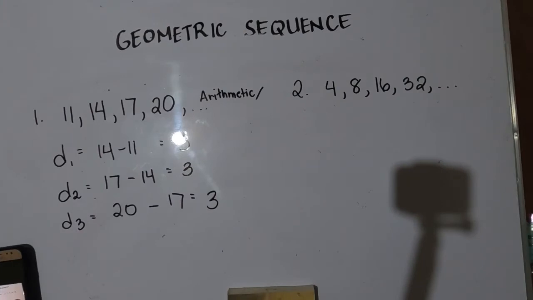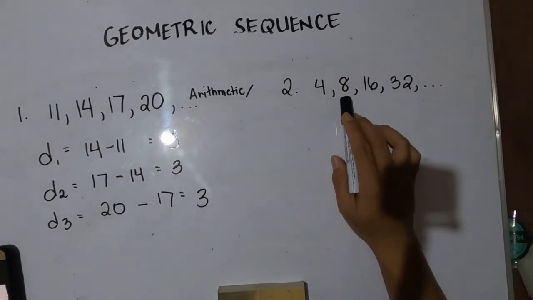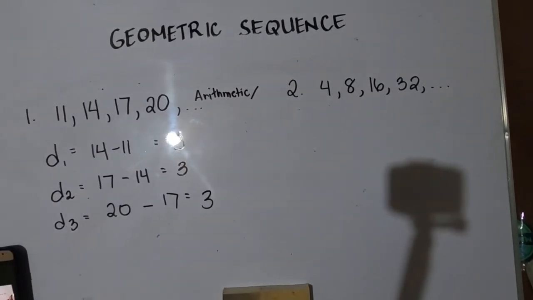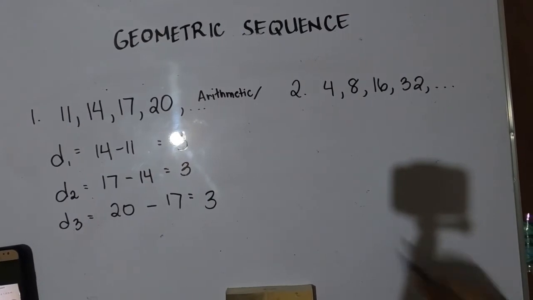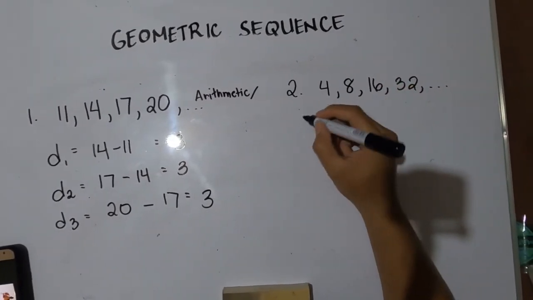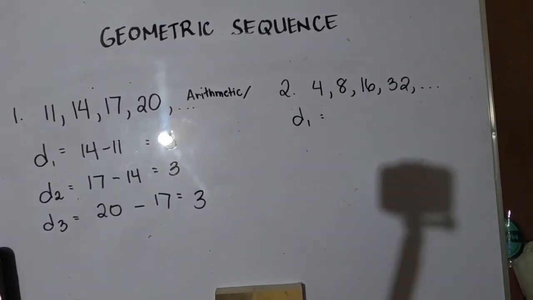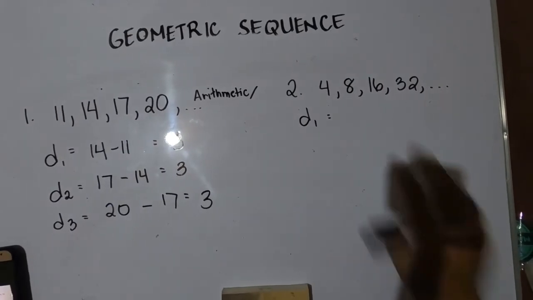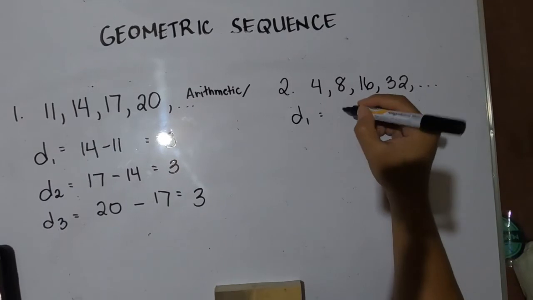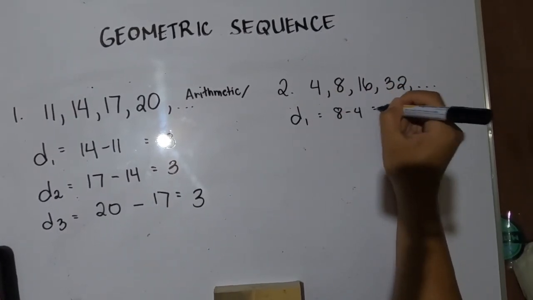Let's proceed to number 2. Number 2, the sequence is 4, 8, 16, 32, and so on. Let's determine whether it is arithmetic first. If it is arithmetic, there should be a common difference. Let's find the difference between the second term and the first term. That is 8 minus 4. That is 4.